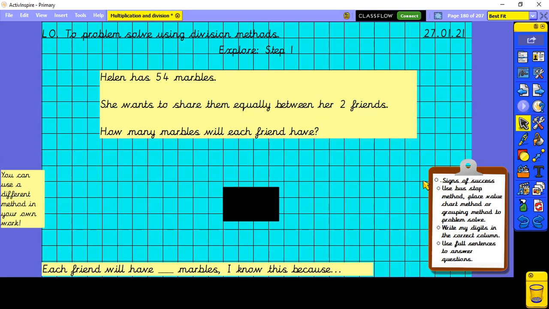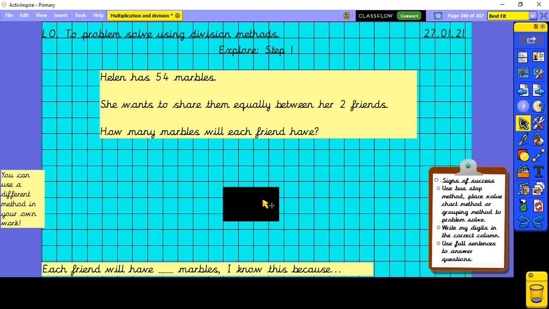Okay, so I'm now going to read our problem, and again I want you to think about what division you need to do to solve this problem. So Helen has 54 marbles. She wants to share them equally between her 2 friends. How many marbles will each friend have? So pause the video now and do the calculation you think you need to do to solve this problem, and then we'll have a look together after. Okay, so do that now.